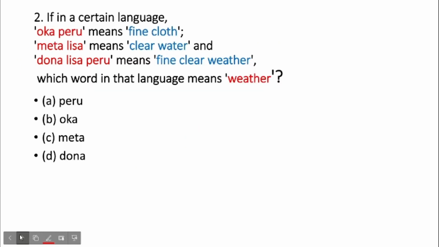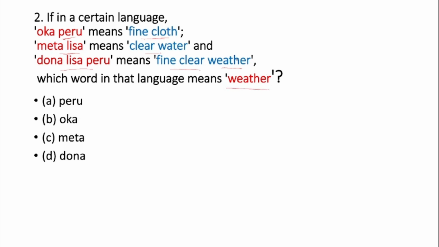This is the second question, which is similar to the first type. Let's see the question. Here first the coded words are given and the English language statements are given later. So here fine cloth means some code word, clear water is written in other code words, and fine clear weather is given in code words. Which word in that language means weather?